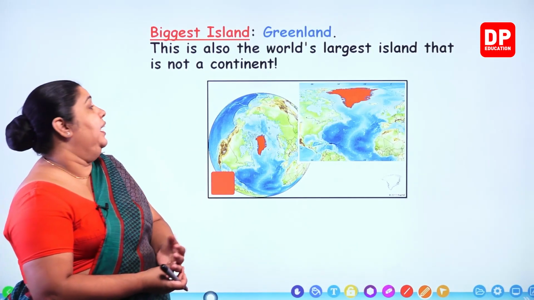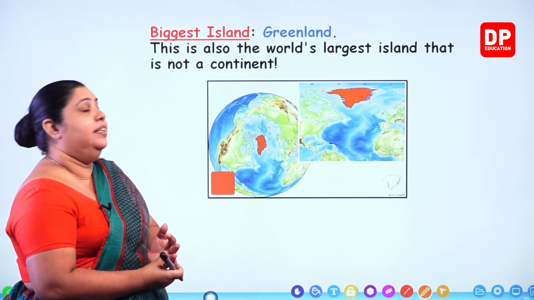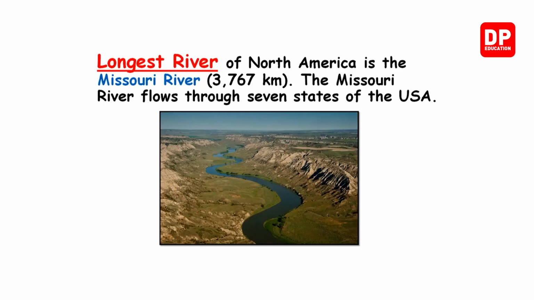So that is the Greenland. That is the biggest island in the world. What is the longest river in North America?